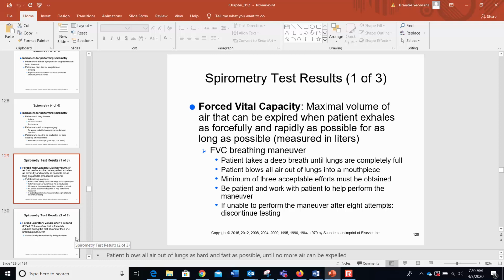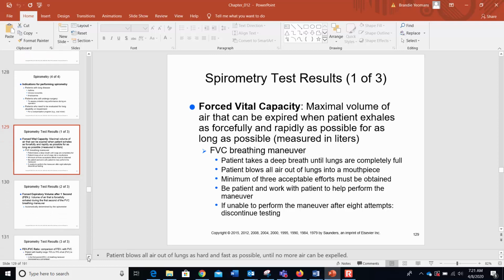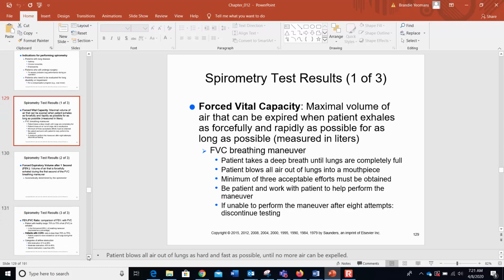So there's one thing that we test with spirometry. It's called the forced vital capacity, FVC. So basically what we're doing is testing to see how fast that patient can blow out their first breath of oxygen. So they take in the biggest, deepest breath that they can, put the instrument in their mouth, and then they blow as hard as they can for that first second, and then they keep blowing, keep blowing, keep blowing.